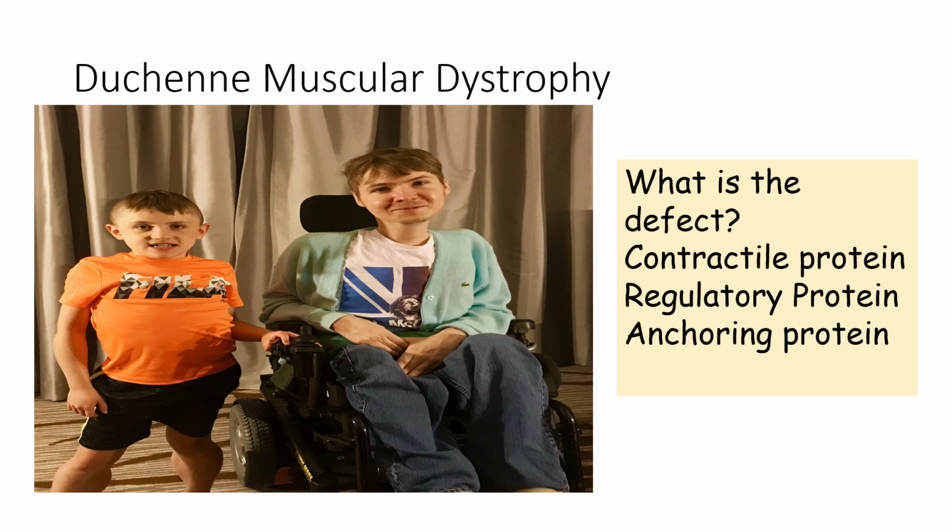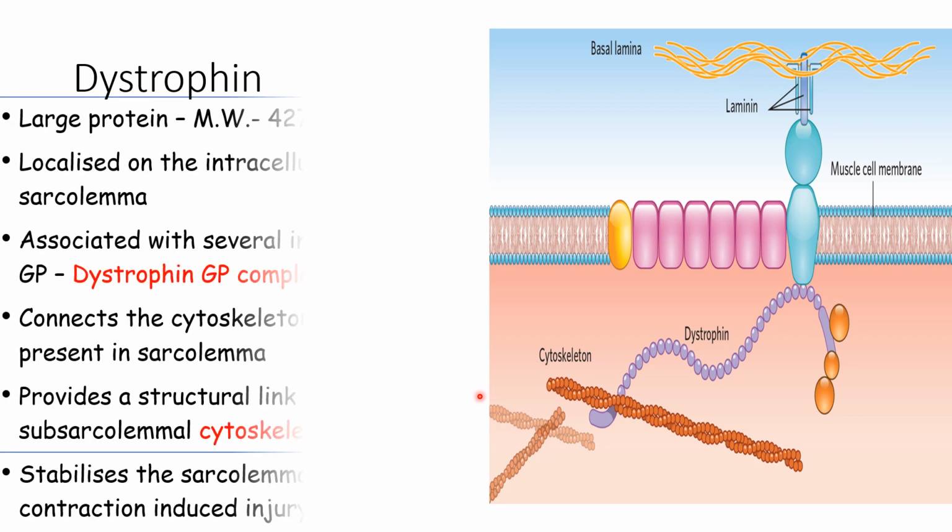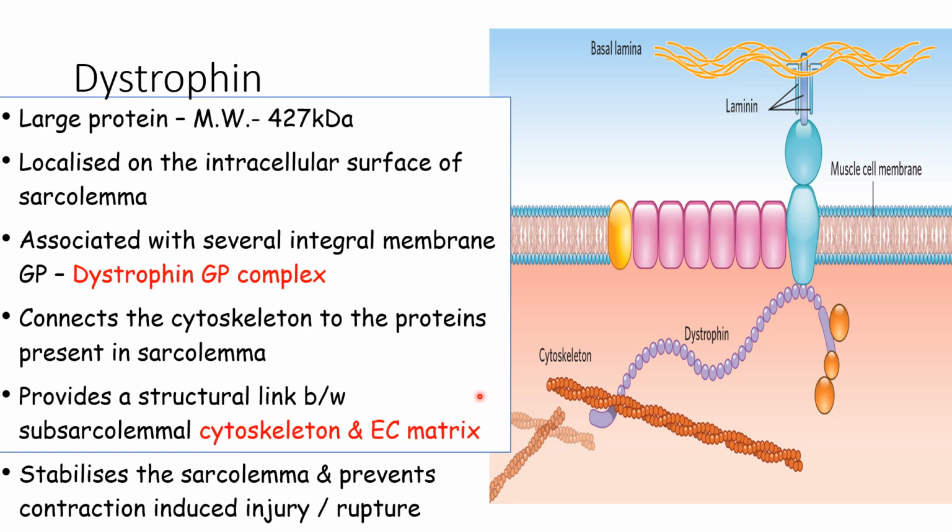So when we talk about Duchenne muscular dystrophy, the defect here is not in contractile, not in regulatory protein. The defect lies in the anchoring protein. Dystrophin, as you can see, is a large protein molecule. It is present on the intracellular surface of the sarcolemma, and when it is present with the integral membrane glycoprotein, it is known by the name of dystrophin glycoprotein complex.